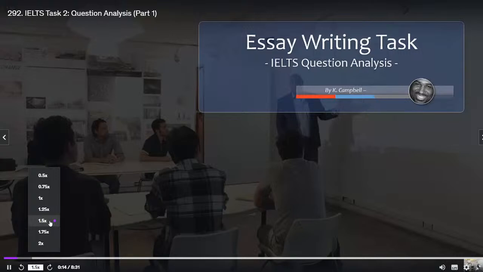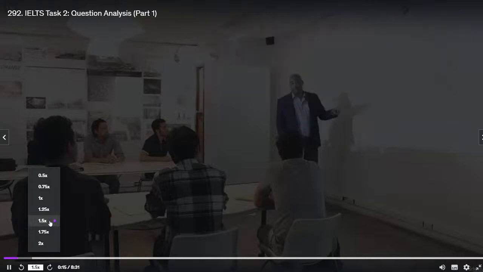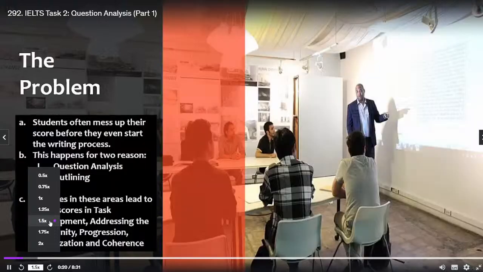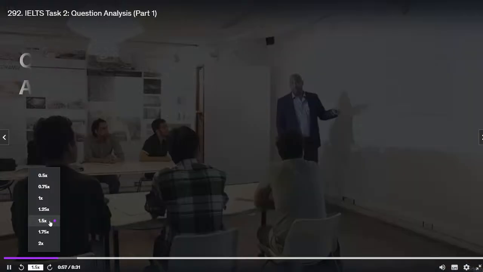So, we need to understand the problem. Students very often mess up their score for two main reasons before the writing process starts. One is question analysis, and the other is outlining. When a student fails to do a proper question analysis and fails to do a fundamental outline before starting the writing process, that often results in low scores on the rubric in terms of task development and coherence. Doing a proper analysis is critical to scoring well. So that's what I'm going to cover in this particular lecture.